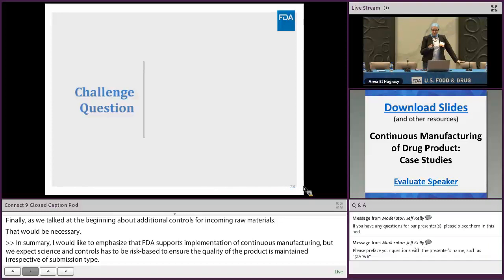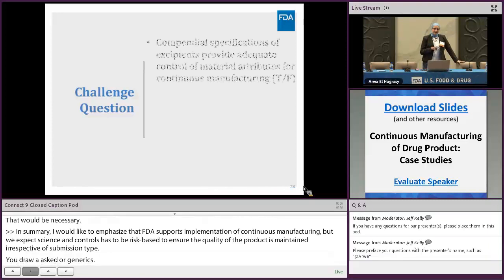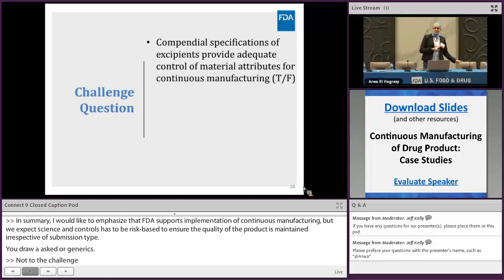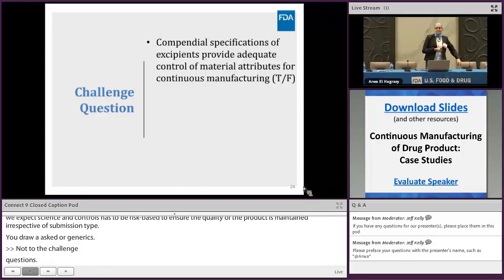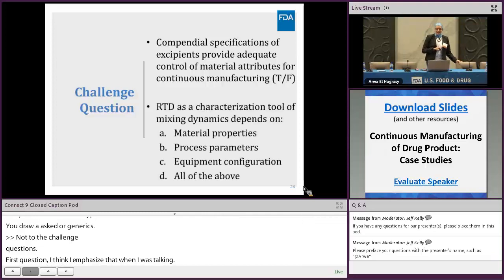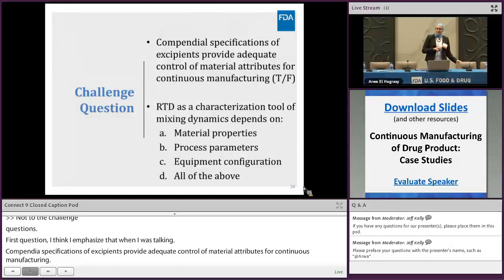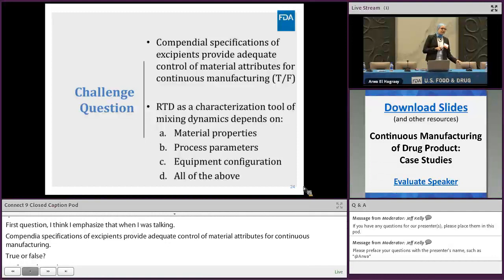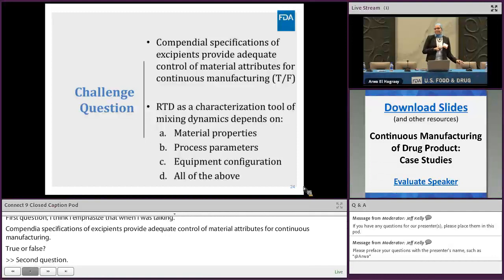So now to the challenge questions. First question, I think I emphasized that when I was talking. Compendial specifications of excipients provide adequate control of material attributes for continuous manufacturing. True or false? Okay, great. Second question, residence time distribution as a characterization tool of mixing dynamics depends on material properties, process parameters, equipment configuration, or all of the above. Okay, perfect. Thank you so much.